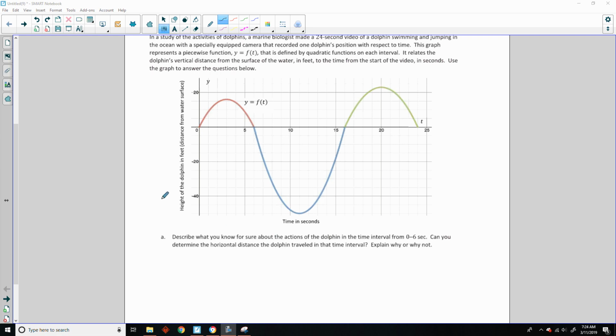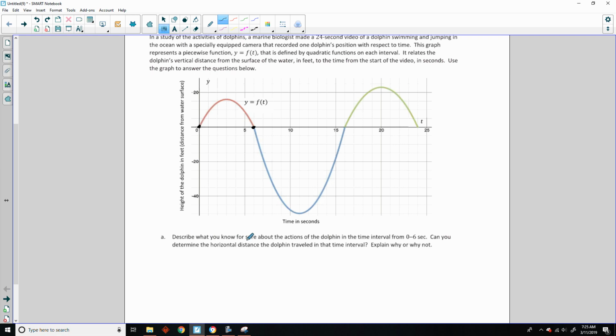Okay, so part a says to describe what you know for sure about the actions of the dolphin in the time interval from 0 to 6 seconds. So here is the 6-second mark. So here is the 0 mark. So it's asking what happened between that. Well, if this is the water level, height of the dolphin in feet, distance from the water, 0 distance from the water means you're at the surface. It is out of the water here. It jumped up, it reached a maximum here, it pulled back down and landed into the water at 6 seconds.